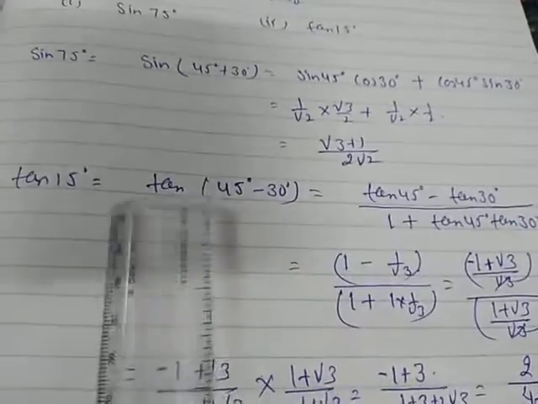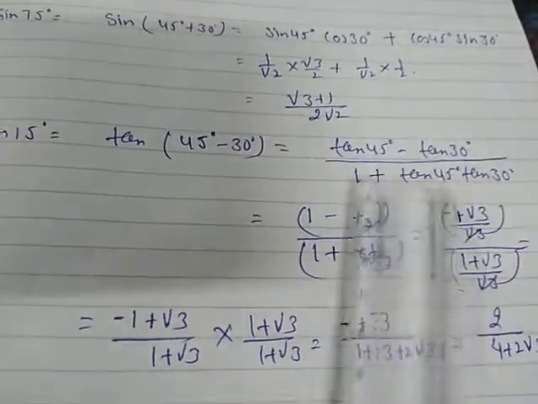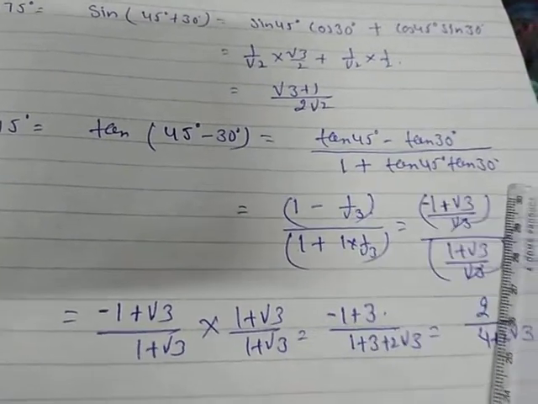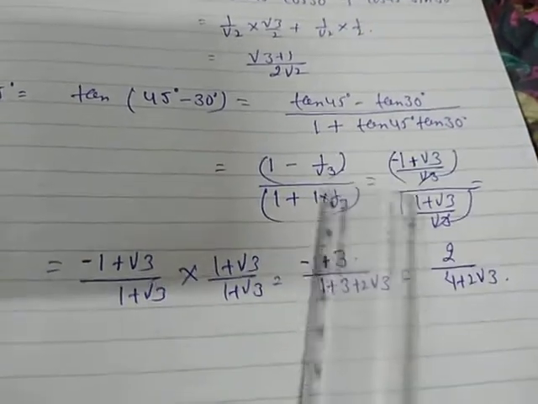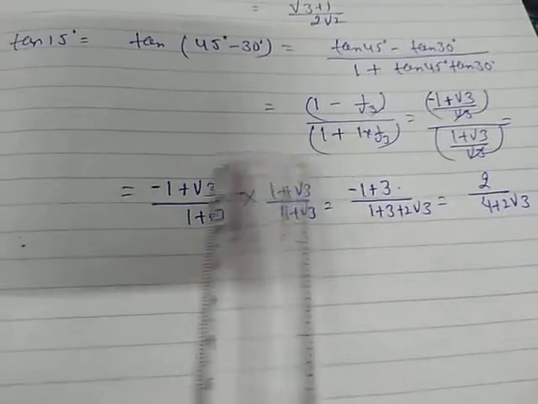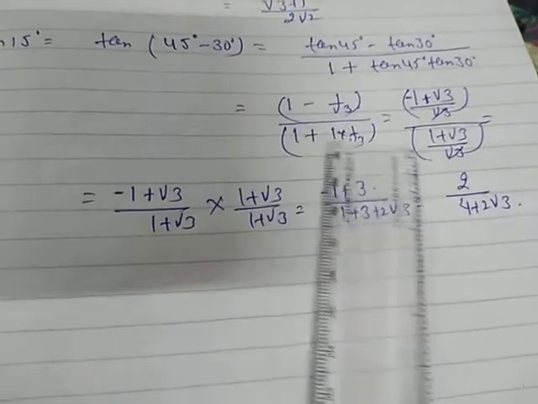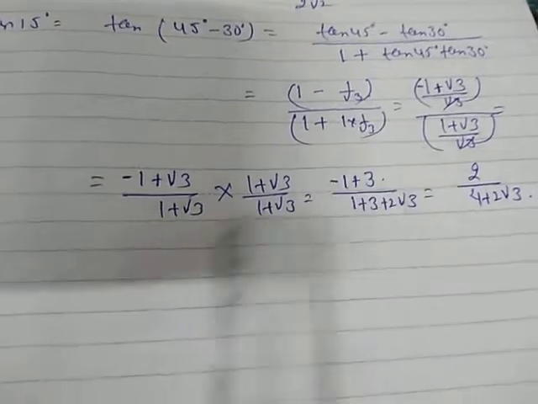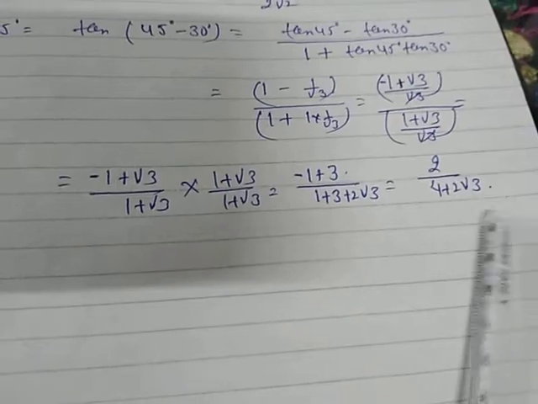This is the formula of tan(A−B): (tan A minus tan B) upon (1 plus tan A tan B). So (1 minus 1 by root 3) whole upon (1 plus 1 by root 3). When you take LCM, you will get (root 3 minus 1) upon (root 3 plus 1). Do rationalization and you will get 2 upon 4 plus 2 root 3.